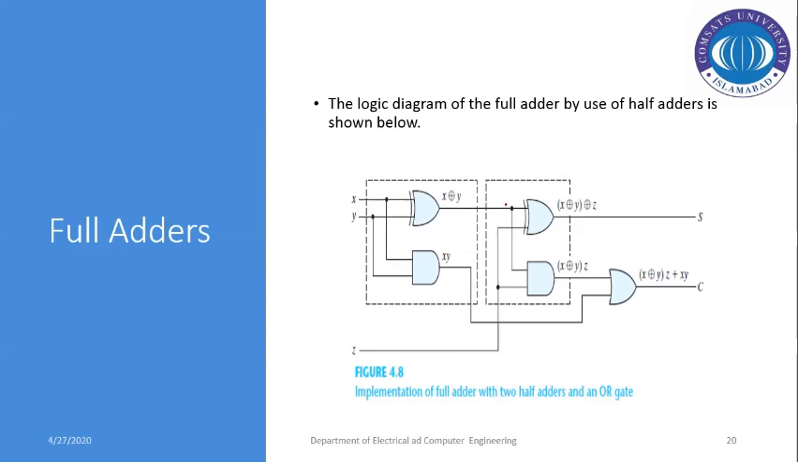So this is the logic diagram if we implement those expressions, and we can see that we can easily implement a full adder circuit by using the half adders. If we have already got the half adders implemented in the system, we can utilize those two half adders in order to implement the full adder. The first half adder, you can see this one.